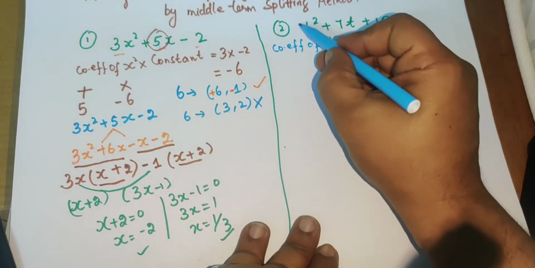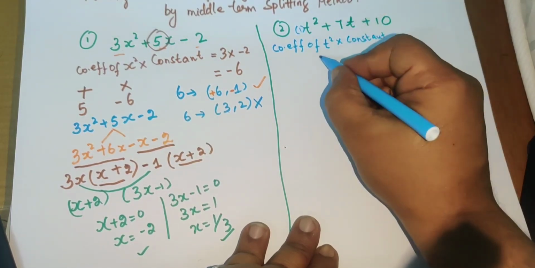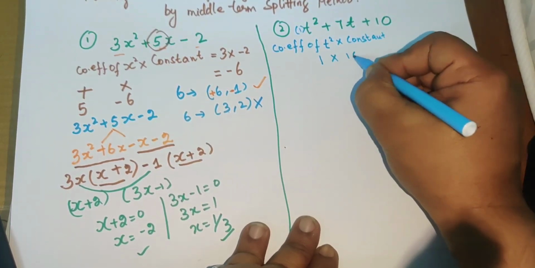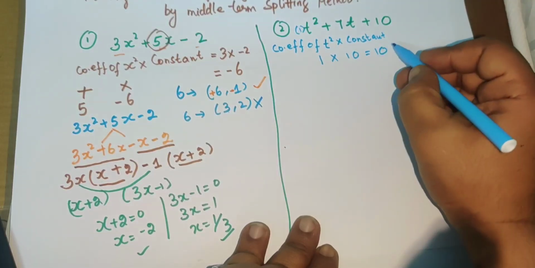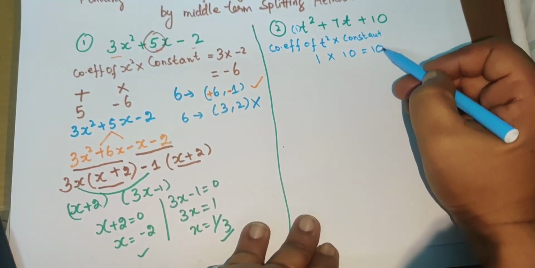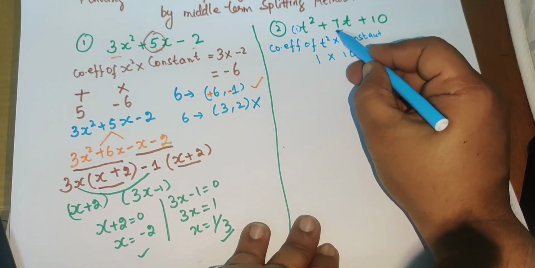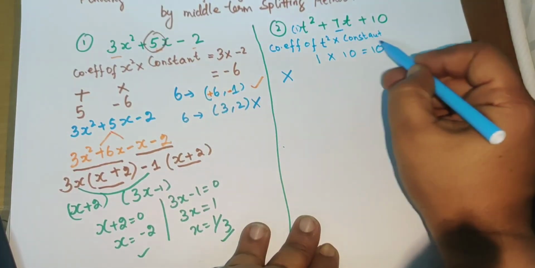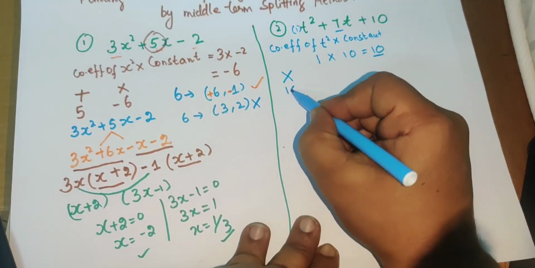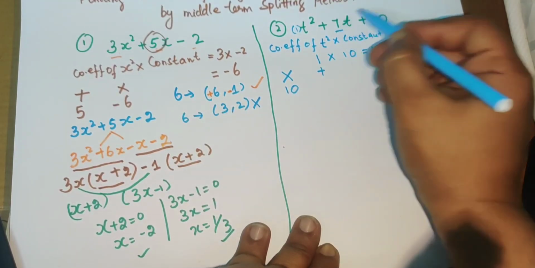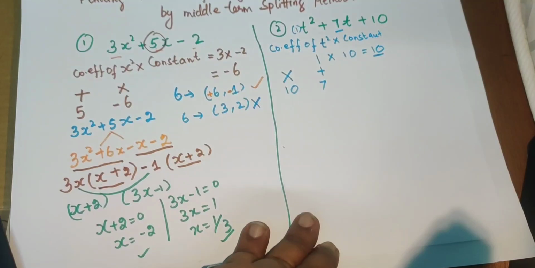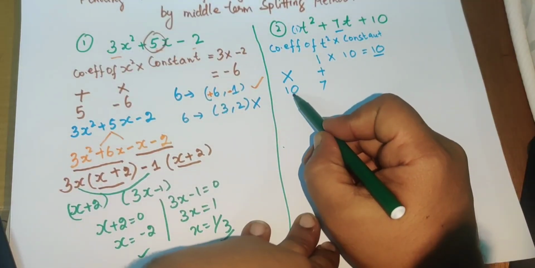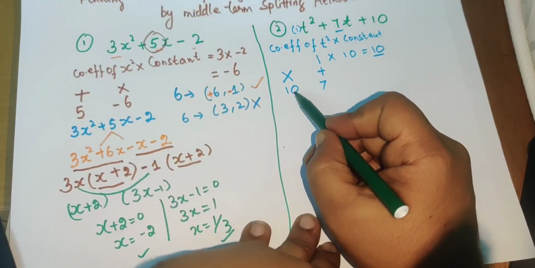What is the coefficient of t square? Here nothing is written, so it is considered 1. So 1 into 10 equals 10. The coefficient of t square multiplied by the constant, that is 10, and the middle term is 7. Basically, what we understand is that when you multiply you should get 10, and when you add you should get the middle term 7.